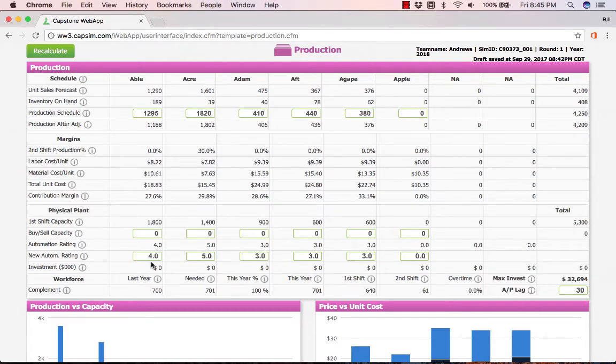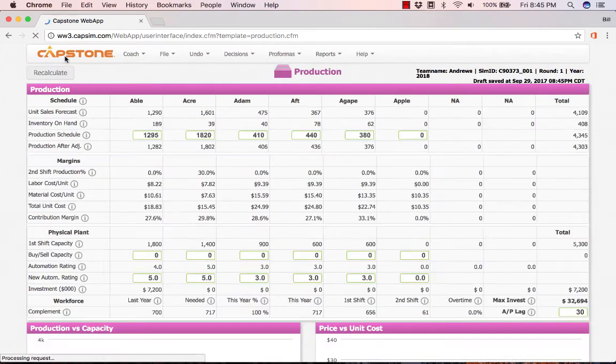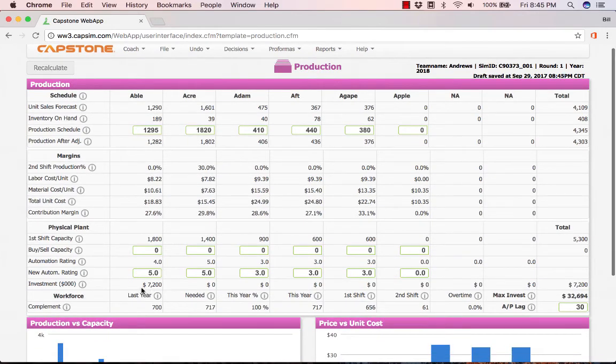But I'm going to increase my automation by about 1. Okay, there we go. I'm going to increase that to 5. And again, we'll hit recalculate. So we've invested $7,200,000 in automation, which hopefully will drive labor costs down. I usually try to bump up automation on the lines that I'm going to continue to be interested in, 1 unit per round. That usually works pretty good.